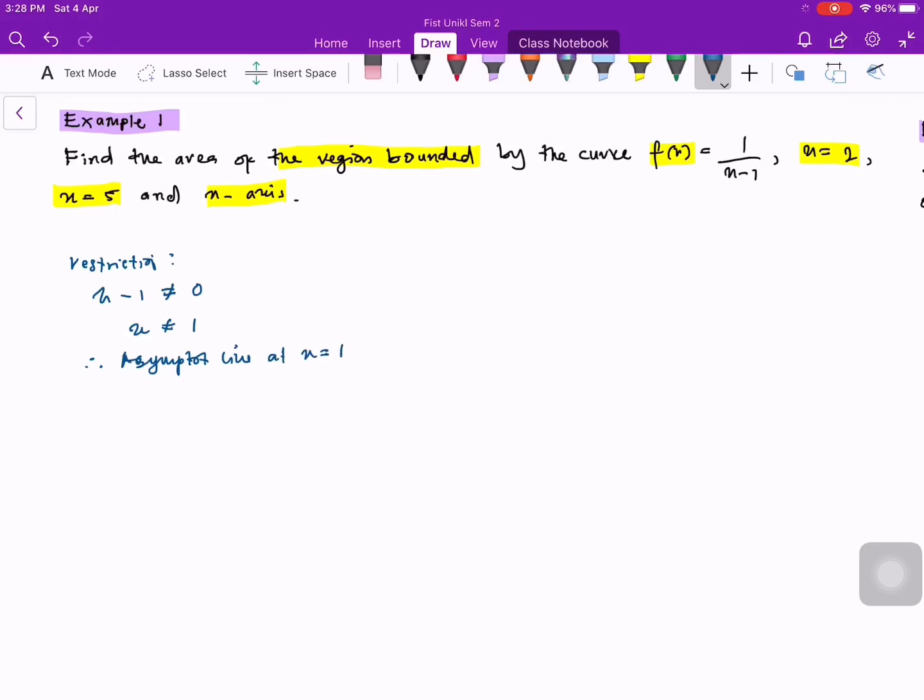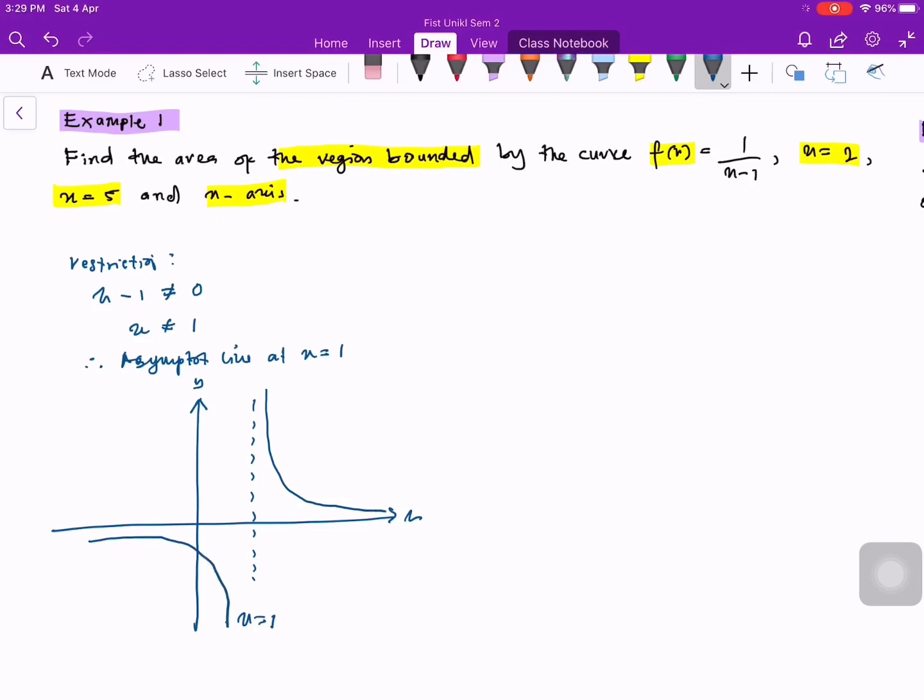So from the graph, we know that we're going to have a graph with y and x axes, and we have the asymptote line x equals 1, whereby the graph will not cross this line. It will never cross the line x equals 1. So this is what the graph looks like for the function f(x). Also, we will sketch the line x equals 2, and also x equals 5.